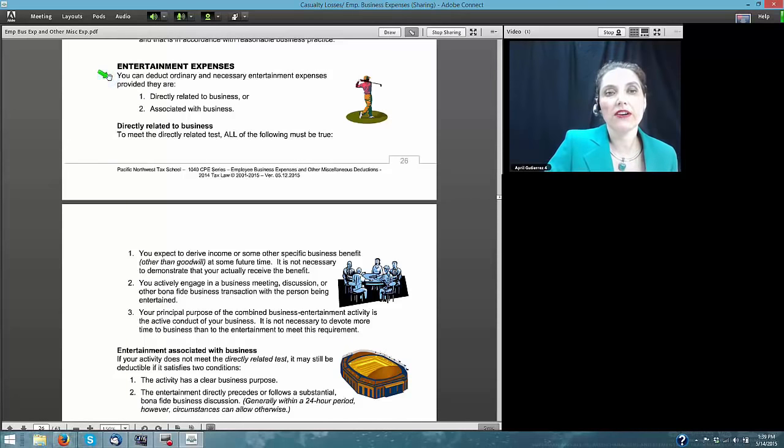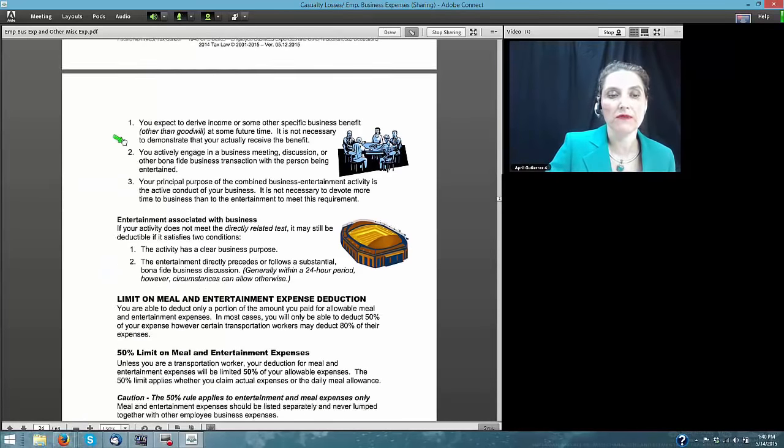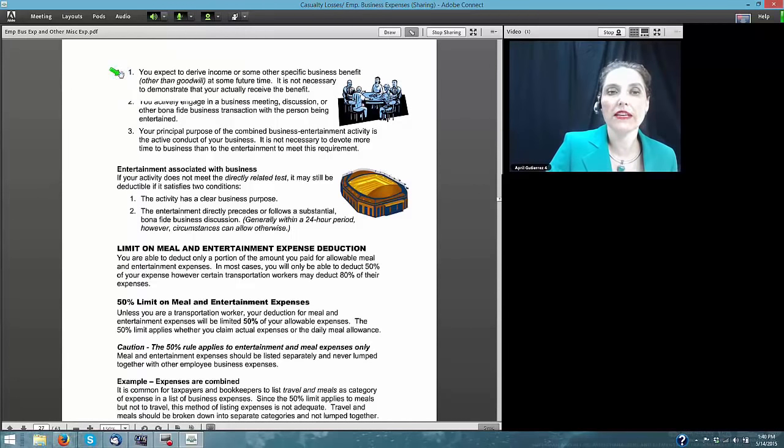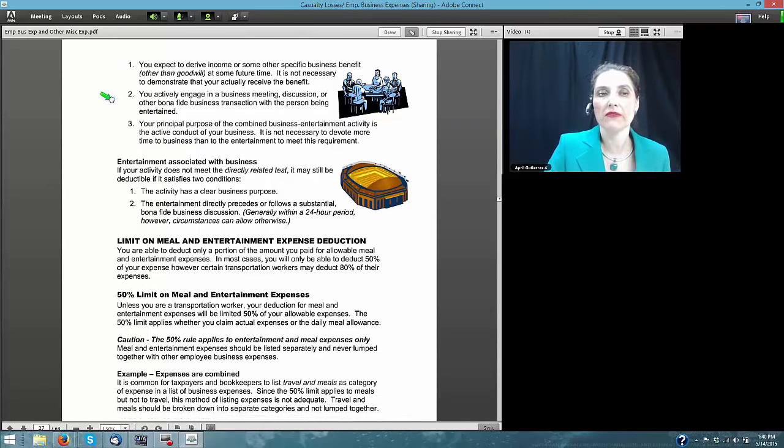You can deduct ordinary and necessary entertainment expenses provided they are directly related to business or if they are associated with your business. In order for it to be directly related to business, it has to pass 3 tests. All of these tests have to be true. Firstly, you expect to derive income or some other specific business benefit other than goodwill at some future time, but it is not necessary to demonstrate that you actually received that benefit.